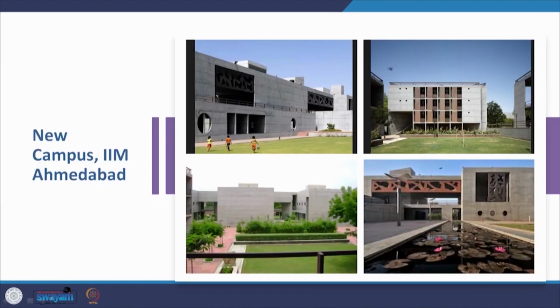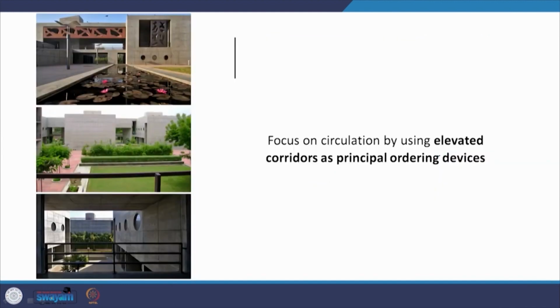This is the example of the new campus, where you have the lecture theatres, you have the dormitories, and this is again part of the main block. The focus on circulation is by using elevated corridors as principal ordering devices. They tend to bring the whole campus to a certain order by connecting them through the elevated corridors, which happen, for example, to be here. This is the same corridor, looking at it from a different view. Why ordering devices, or why ordering principles?